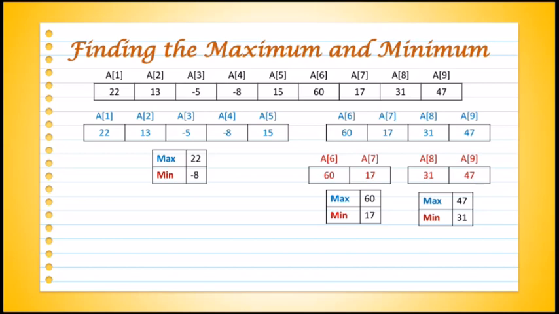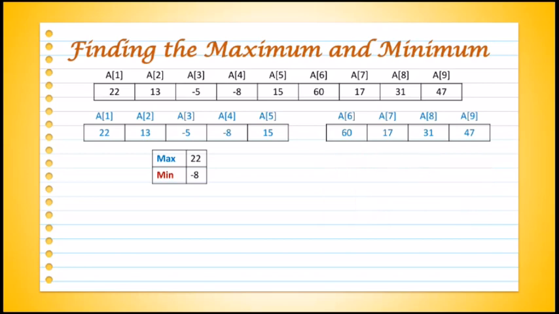Now we will combine the solutions of the 6th and 7th element with the 8th and 9th element. Here between 60 and 47, 60 is the maximum value, and between 17 and 31, 17 is the minimum value. So we will combine this solution. Starting from the 6th to 9th element, that is 60, 17, 31 and 47, 60 is the maximum value and 17 is the minimum value.